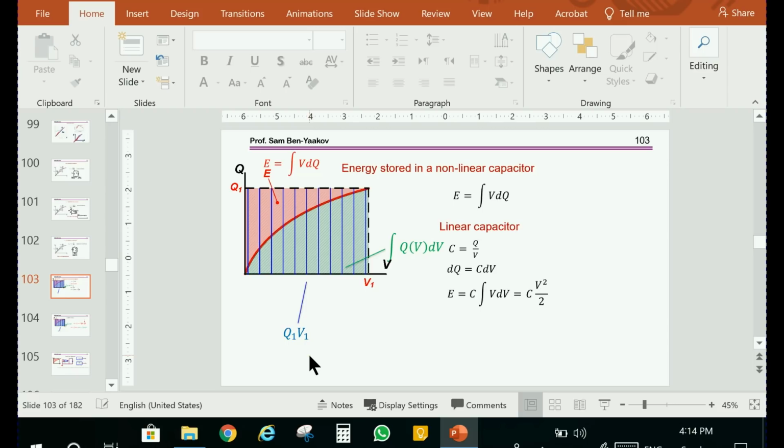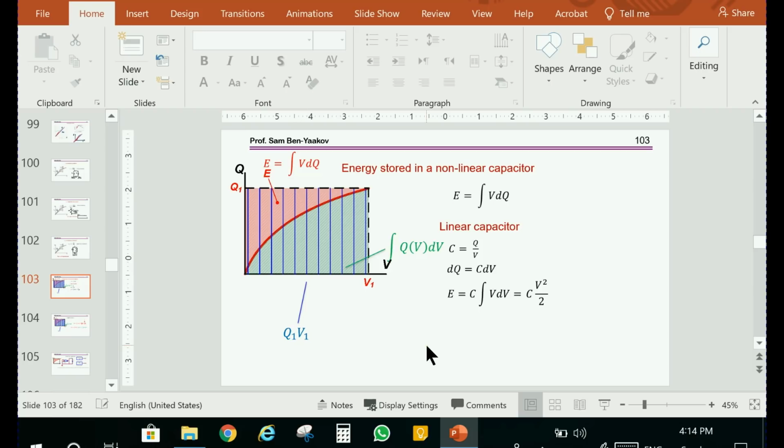Now, in a linear capacitor, this is a straight line, and you can find out that it comes up to be CV squared over 2, which obviously will be larger than this area here, because it's going to be a straight line, and this will be, again, the area, but it will be half a triangle, that triangle here, which is larger, okay?